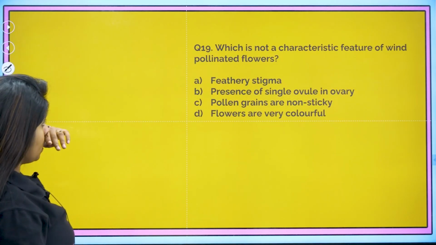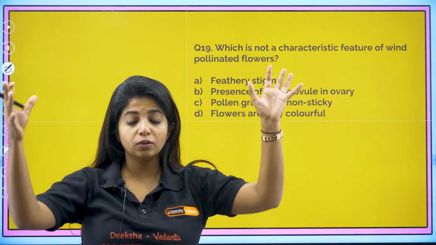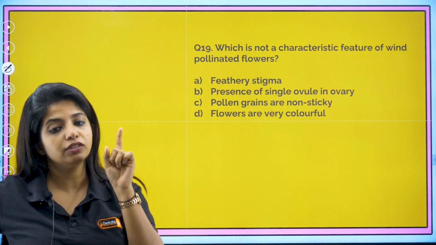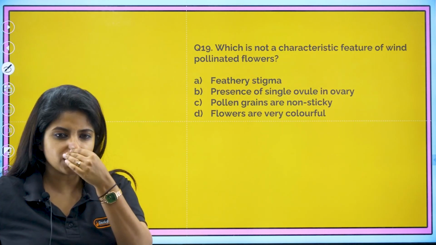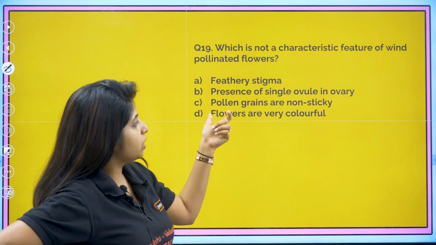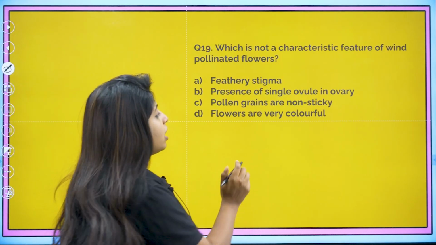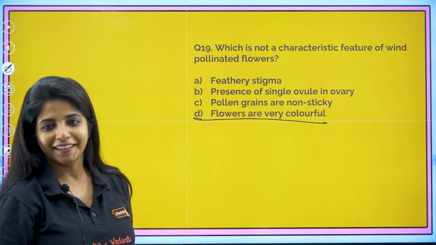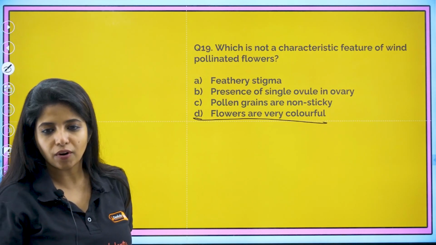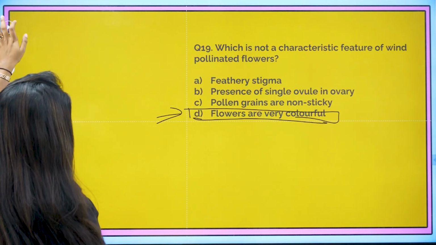Now, which is not a characteristic feature of the wind pollinated flowers? Feathery stigma. Yes, it should be feathery, otherwise how will it catch the pollen grains? Presence of a single ovule in the ovary. Yes, the flowers will have just a single ovule, not multiple ovules. Why, my dear children? Why waste too many ovules? Because wind pollination is not a guaranteed thing. That is the reason. Now, pollen grains are non-sticky. Obviously, if they are sticky, they will stick somewhere rather than moving around in the wind. Now, flowers are very colorful. Is it so? What is not a characteristic of wind pollinated flowers? The wind does not know colorful or not. So over here, flowers need not be colorful, my dear children. So this is the odd one out, D.